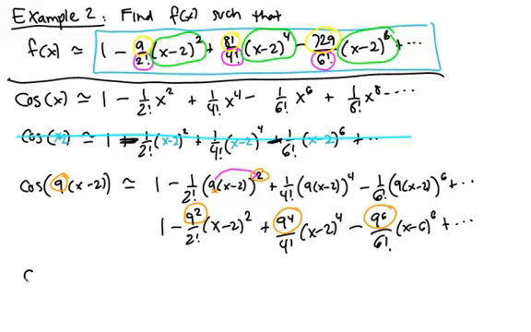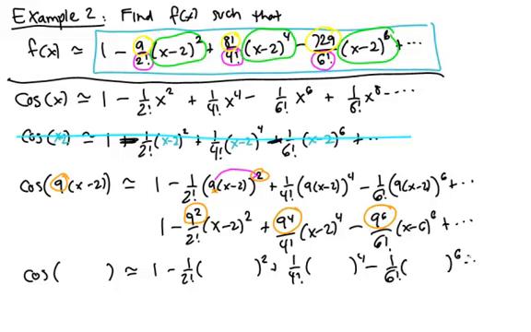So let's try this one last time and see if it works. We've got cosine of blank, which has the Taylor series 1 minus 1 over 2 factorial blank squared, plus 1 over 4 factorial times blank to the 4th, minus 1 over 6 factorial times blank to the 6th. And we're going to try making a replacement with 3x minus 2. So if we do that, we're going to have 1 minus, this will be 3 squared, or 9 over 2 factorial, x minus 2 squared.